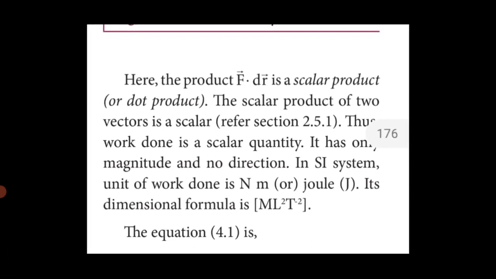Do you know the SI unit of work done? That is the Newton meter. That is nothing but the force and the distance it covers. The force unit is Newton and the displacement is in meter. So Newton meter, also called joule. Work done is always calculated in the unit of joule, and its dimensional formula is ML squared T to the power minus 2.